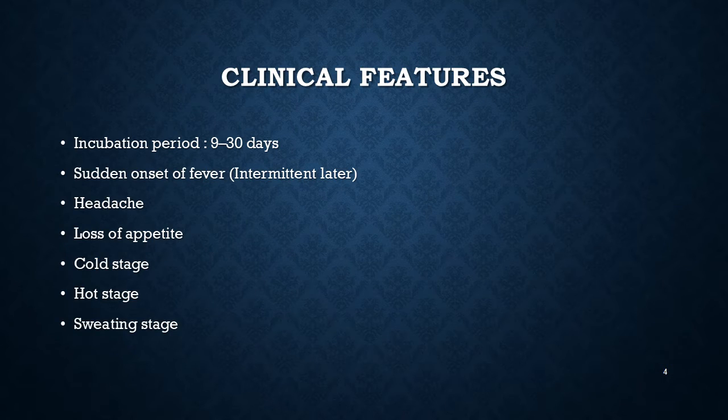Clinical features. The incubation period is from 9 to 30 days. There is sudden onset of fever, headache, loss of appetite, lassitude and pain in the limbs. In the cold stage, there are chills and rigors with headache, nausea, malaise as well as anorexia. In the hot stage, there is dry, flushed skin, rapid respiration and marked thirst. In the sweating stage, the temperature falls after profuse sweating. There is also pallor and hepatosplenomegaly.